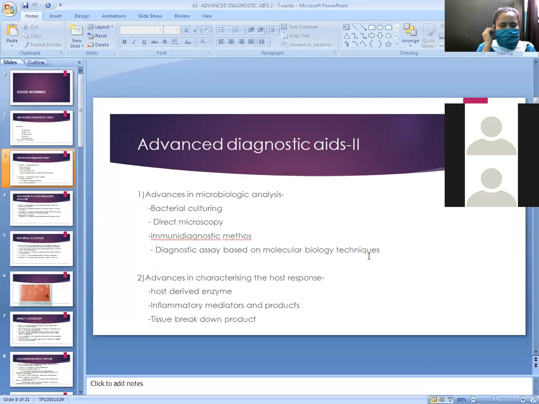So we were discussing advanced diagnostic aids. This is part 2 I'm taking. Last time we discussed advanced diagnostic aids which are there in clinical diagnosis. Okay, why is there a need for advanced diagnostics? Because a periodontitis patient comes frequently to you for maintenance purposes. Got it? So the patient returns frequently. So you have to assess whether your treatment is working or not. How are you going to assess that? On the basis of your clinical features.